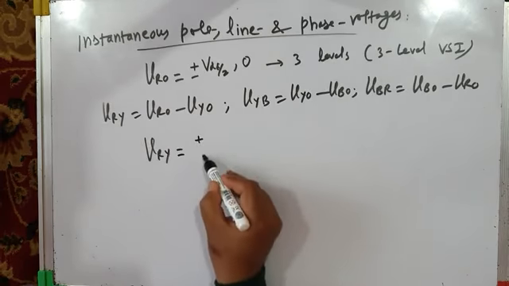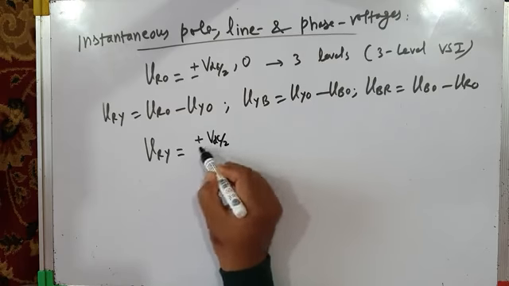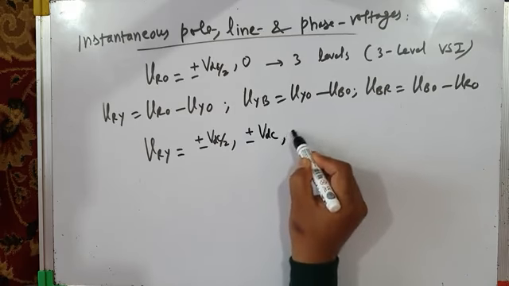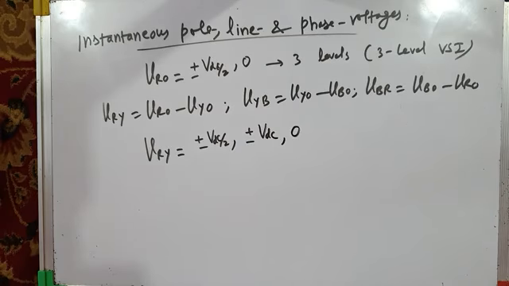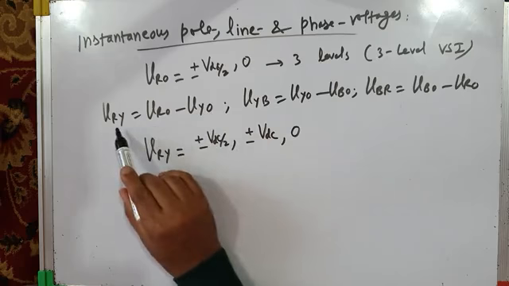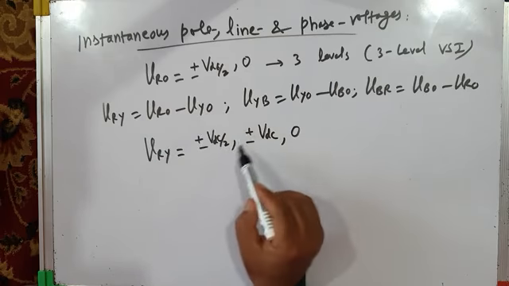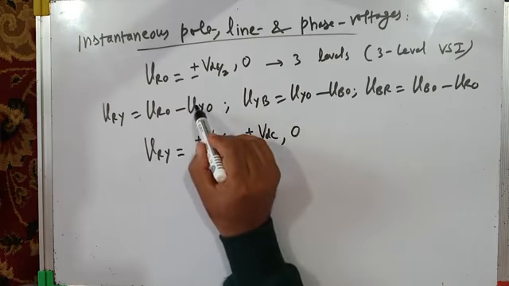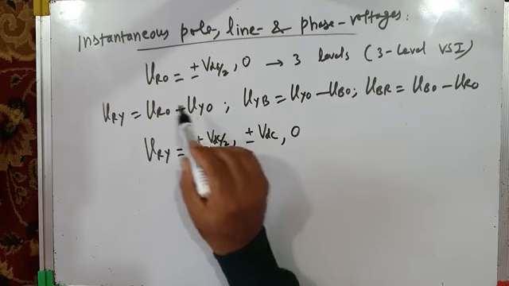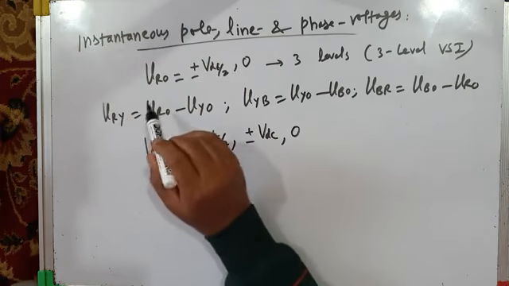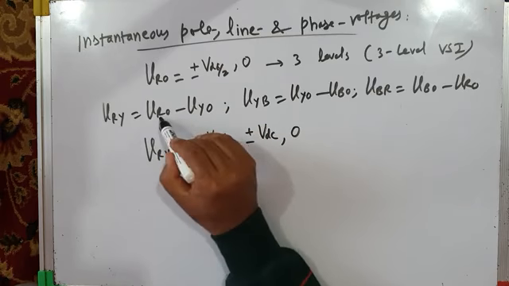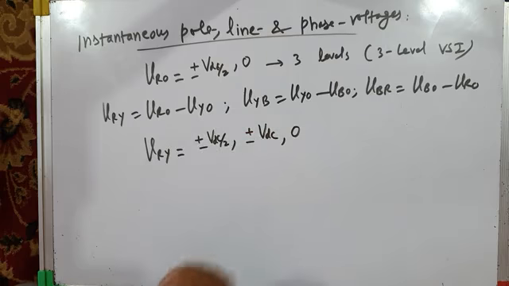It will be either plus VDC by 2, or minus VDC by 2, or plus VDC, or minus VDC, or it will be 0. So for example, if VRO is VDC by 2 and VYO is minus VDC by 2, VRY is VRO minus VYO, that is plus VDC by 2. On the other hand, if VRO is plus VDC by 2 and VYO is 0, then line voltage VRY is VDC by 2 minus 0, so it is plus VDC by 2.